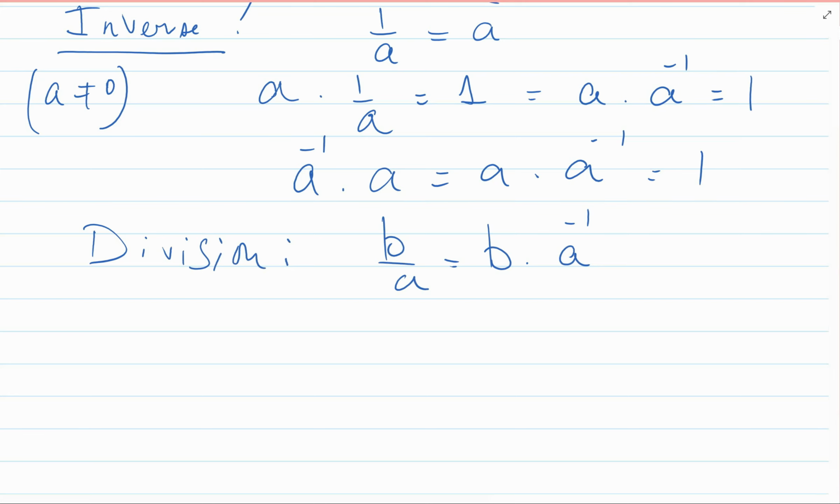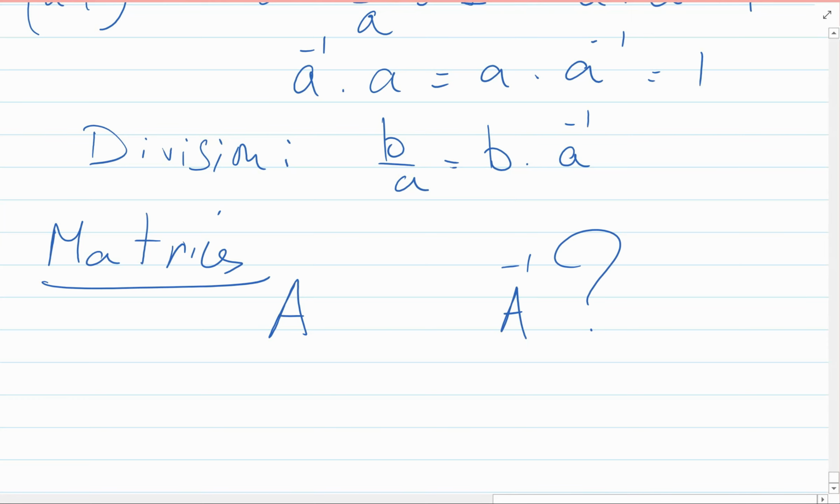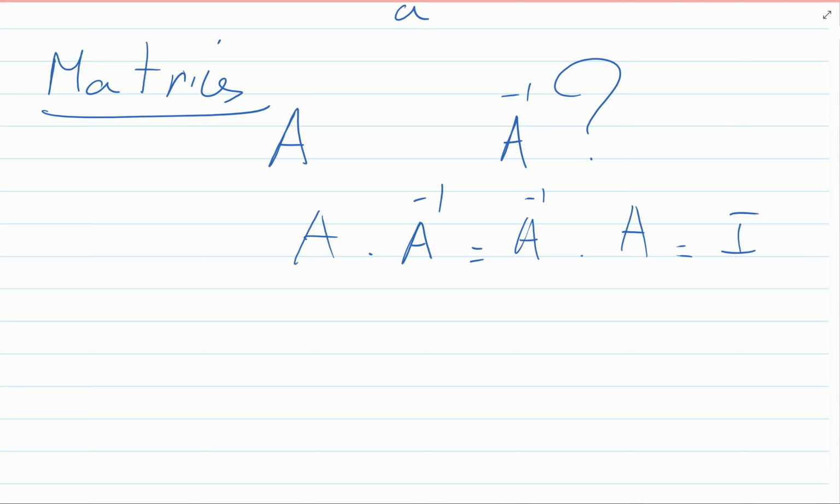Okay, so we are going to mimic this into matrices now. So how do we want to do it? We take A, and we are looking for A inverse. So here, A inverse, that's what we want. And what do we want? We want A times A inverse to be equal to A inverse times A to be equal to I. Okay? For this reason, A has to be a square matrix, and A inverse will have the same size.